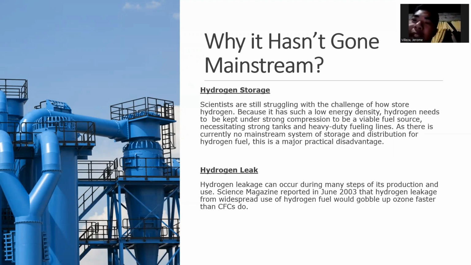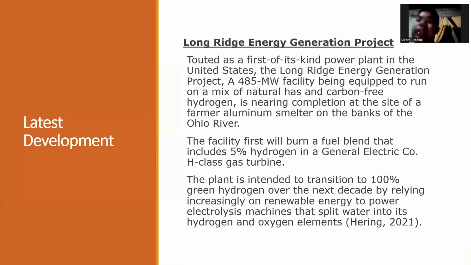Next is hydrogen leak. Hydrogen leakage can occur during many steps of its production and use. Science magazine reported in June 2003 that hydrogen leakage from widespread use of hydrogen fuels would damage the ozone faster than CFCs do. So yung leakage daw niya is sige.